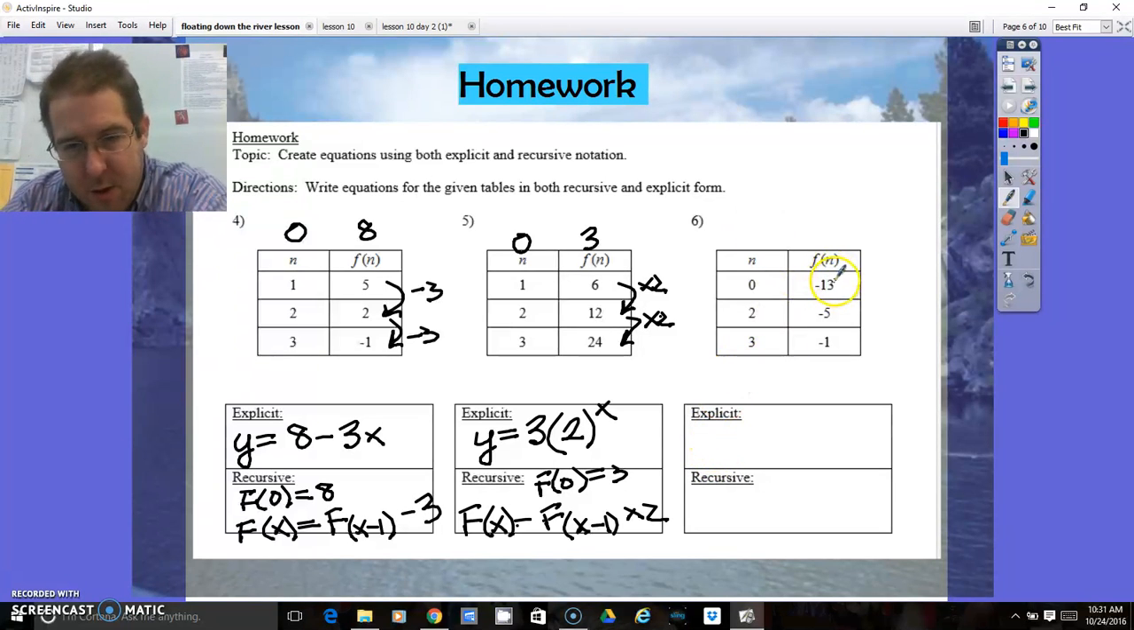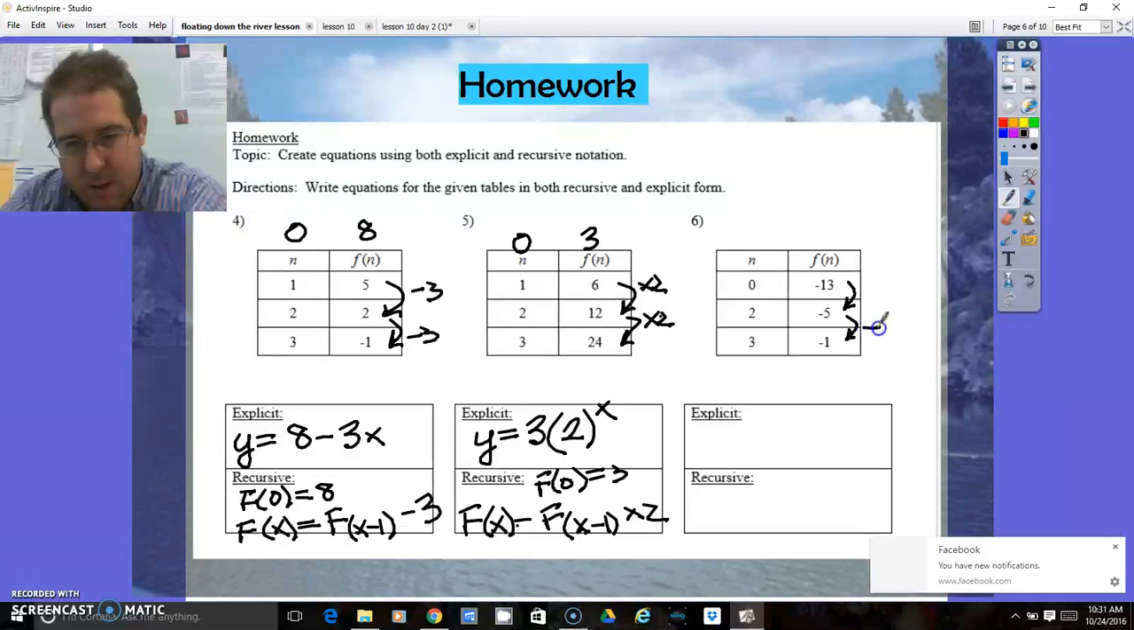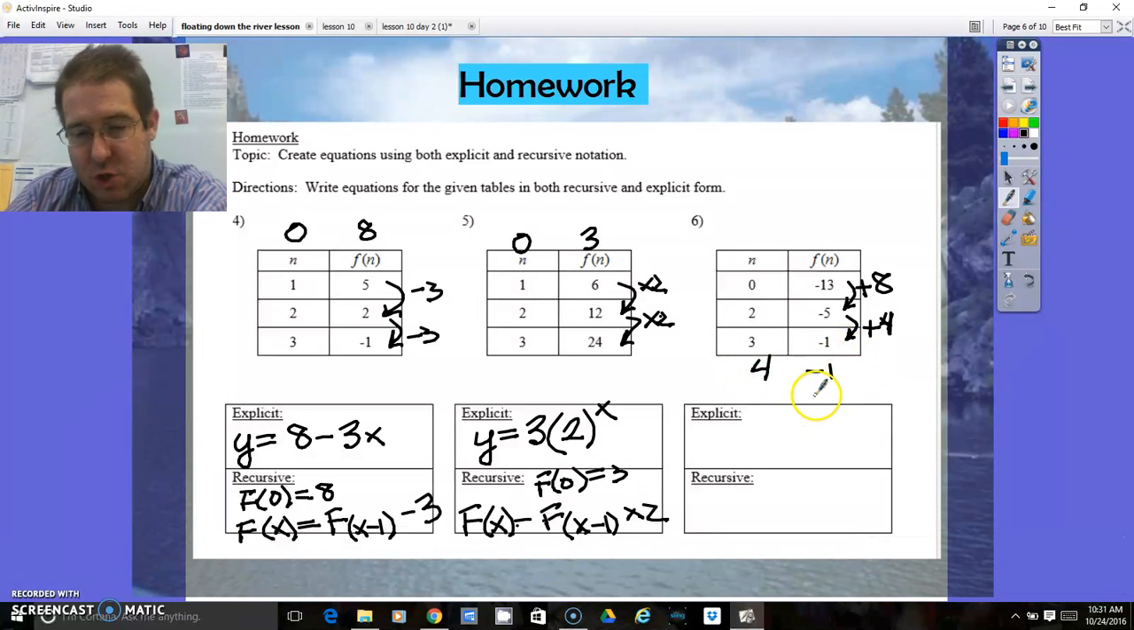The explicit this time. So what is happening here? It looks like this is an increase of 8. This is quadratic, it looks like. This is an increase of 4. Increase of 8, increase of 4. Technically, I don't think this is enough information to determine it, because we really need to make sure that the next number would have to be add 0. So the next number would have to be 4, negative 1. Assuming that's true, the explicit formula would be the quadratic equation.